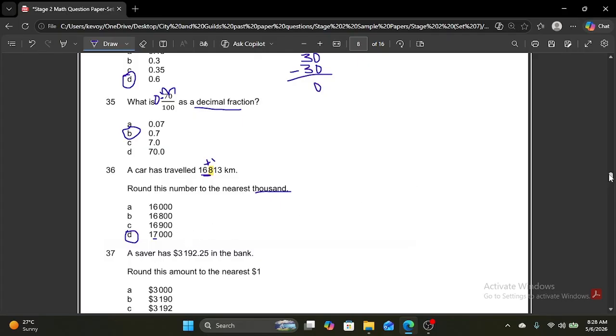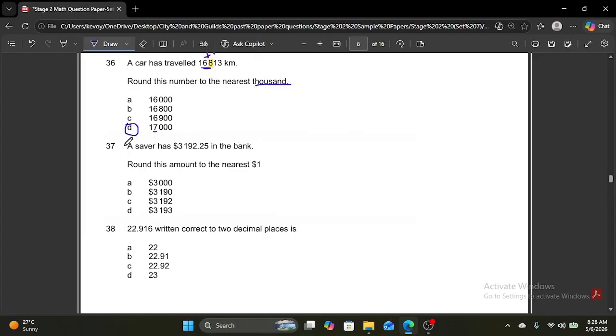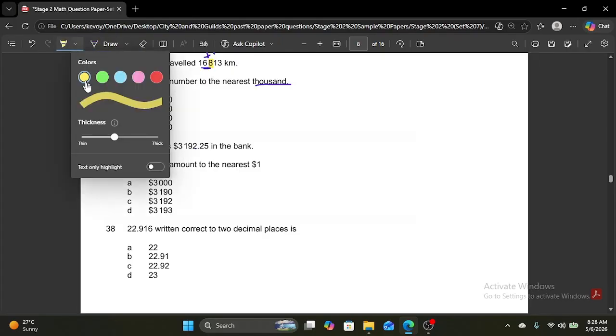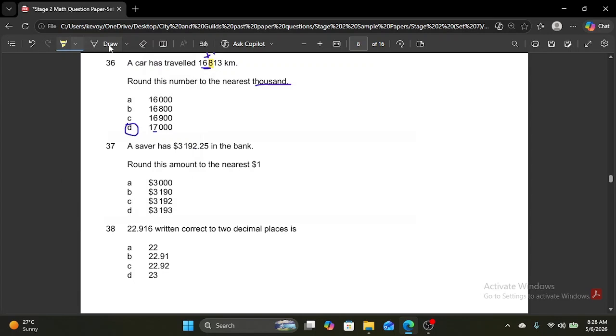Alright, moving right along. A saver has 3,192 and 25 cents in the bank. Round this to the nearest dollar. Alright, so the nearest dollar would be the number in the ones position. So let me use the highlighter for this. What number is in the ones position? So 2 is in the ones position. What number is beside the 2?